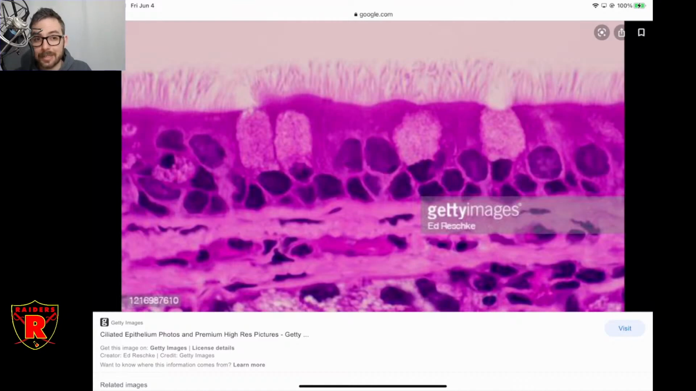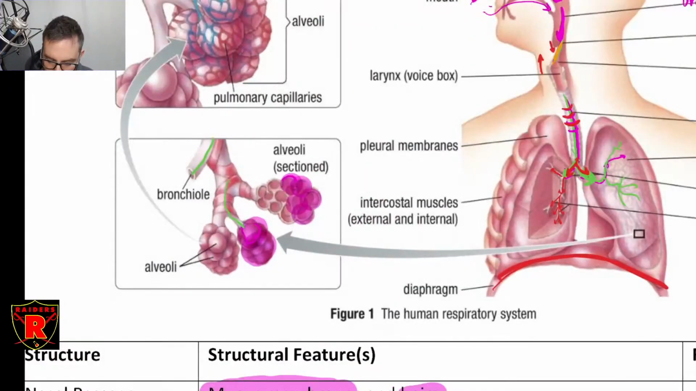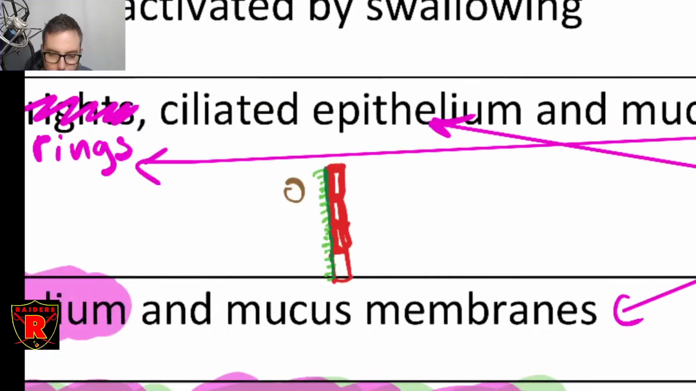So this is a slide of the epithelial tissue on the inside of your trachea or bronchioles. If you look at it, you'll notice that they look hairy, which is strange. Those hairs are called cilia. And this type of epithelial lining is called ciliated epithelium because there's cilia on it. And those hairs have a really cool function in that they actually sweep particulate matter up and out of your respiratory system. They're constantly sweeping stuff upward.